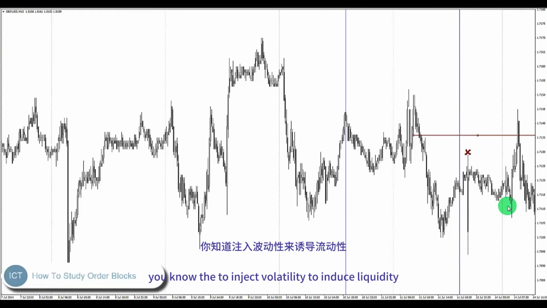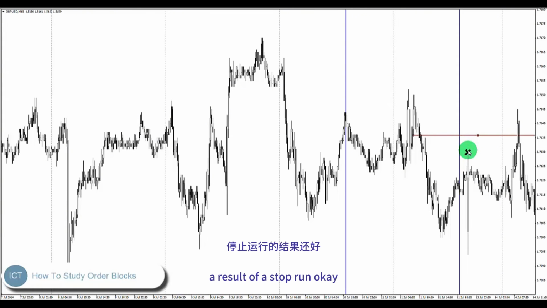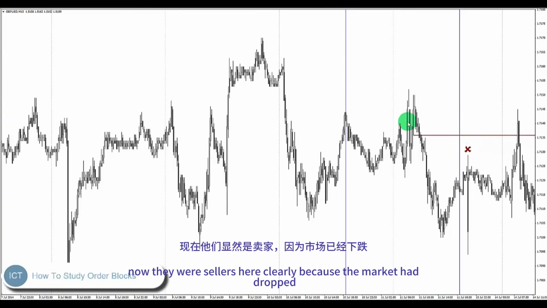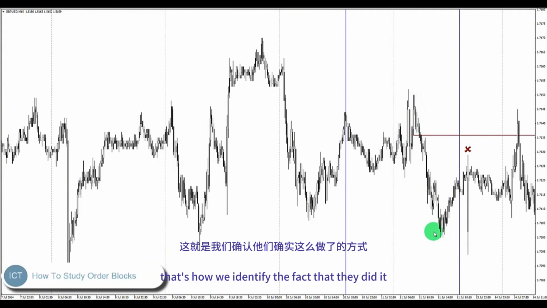To inject volatility, to induce liquidity, which is what we're seeing an example of here. This induction of liquidity is a result of a stop run that is clearly framed and repeats all the time. Now this is how they run buy stops on shorts, to take those individuals out of the marketplace and accumulate new shorts. Now they were sellers here clearly because the market had dropped. That's how we identify the fact that they did it.